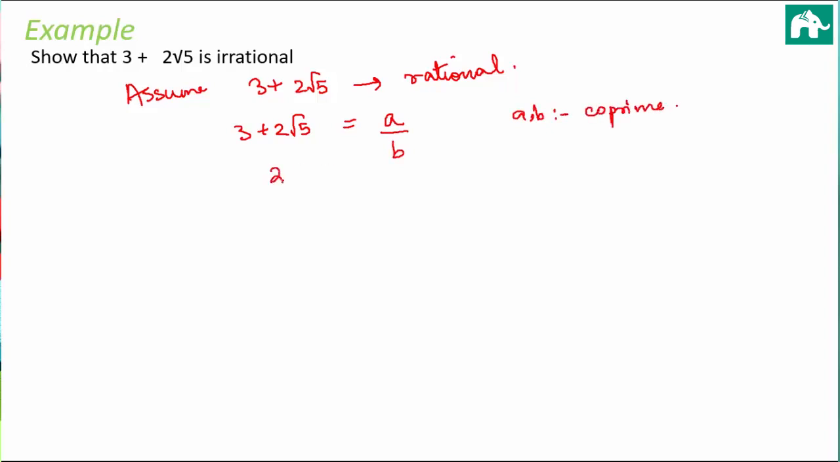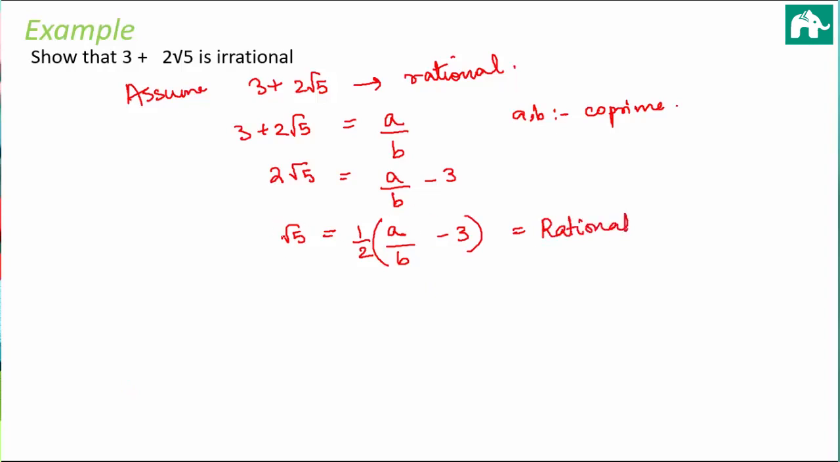So from this we can say 2 root 5 is equal to a by b minus 3, or root 5 is equal to 1 upon 2 times (a by b minus 3). But as per this assumption, this should be rational. This is rational. Therefore, the left hand side should also be rational. But we know that root 5 is irrational. That means there is a contradiction.